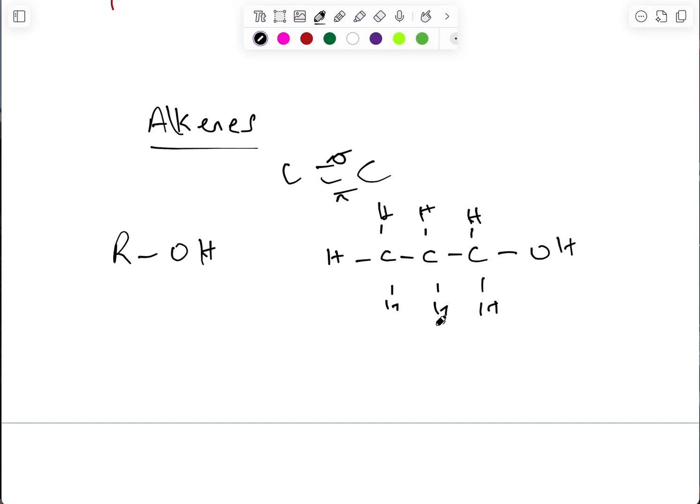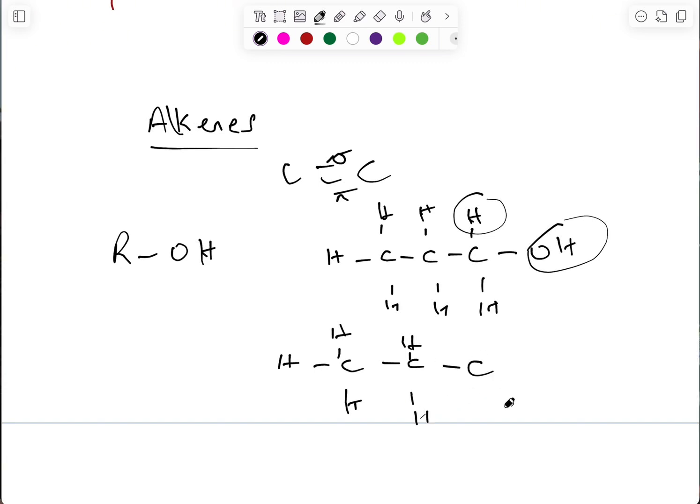Now, if this is propanol, I can prepare an alkene from it. All I need to do is dehydrate, that is, remove water from this. And to remove water, I just need OH and one H. So therefore, this carbon has no hydrogen and no OH here, and only one hydrogen is left here.